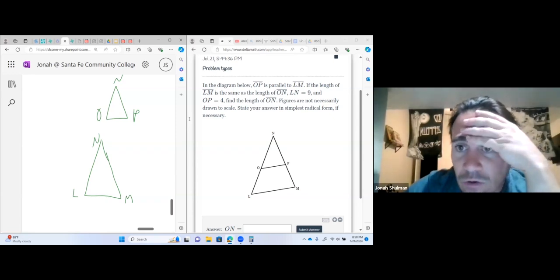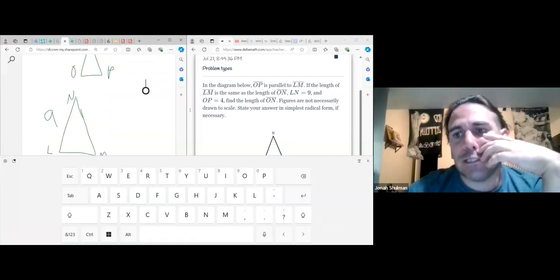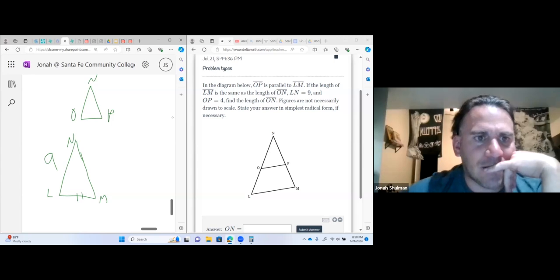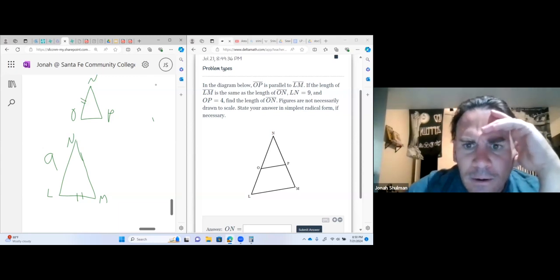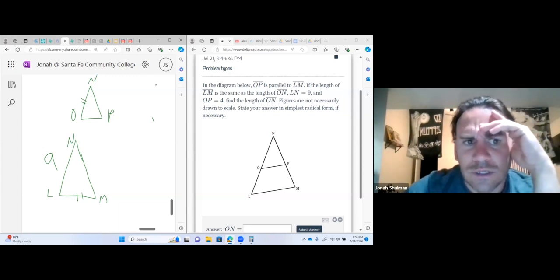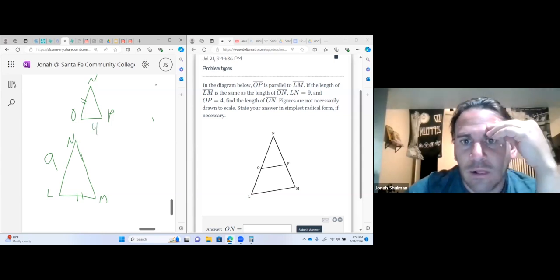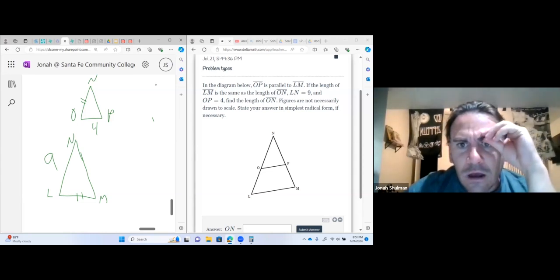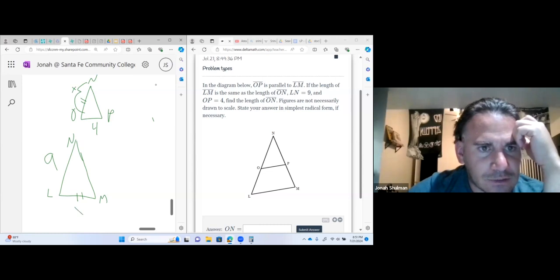Okay, so we know that LN is 9. This whole mess is 9, and if the length of LM is the same as ON. So LM is the same as ON. These little hash marks mean they're congruent. And we know that one angle is equal to the other angle, which is fine. And we know that OP is 4. And we want this one, ON. So we know this is X.